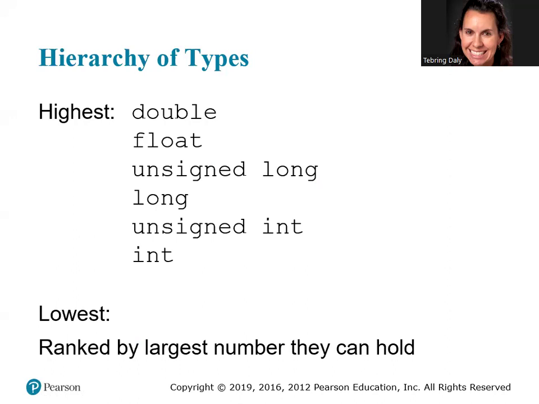The doubles at the top, so it's going to take up the most space. You can always put a float into a double and an int into a double, but you don't want to put a double or a float into an int. You can go from the smallest to the largest, but not the other way around. If you think about containers, you can always put something smaller in a larger container, but can't do the opposite.